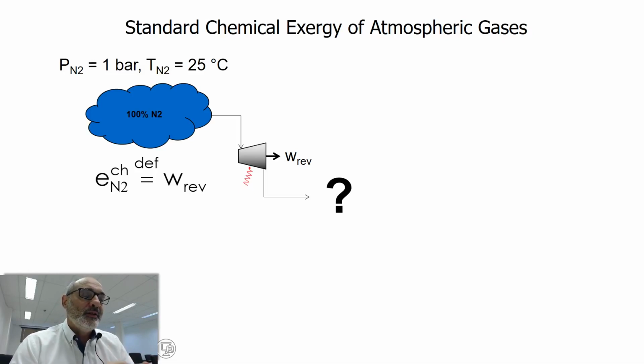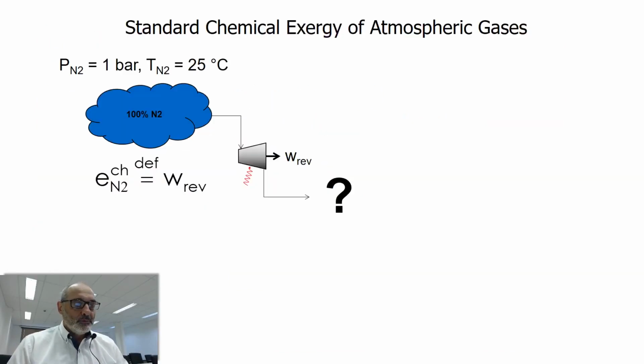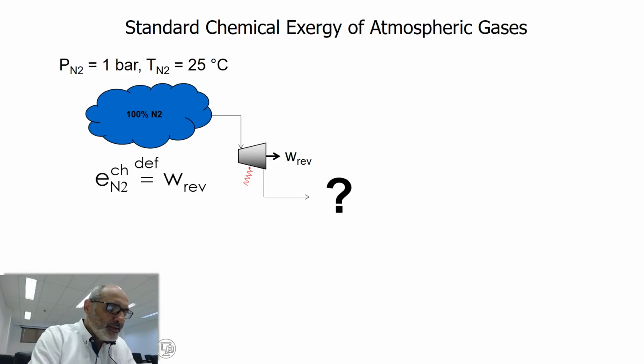Okay, so first I'm going to deal with species that are present in our atmosphere. Okay, so nitrogen, oxygen, argon, and so on, carbon dioxide, and so on. And then we're going to consider chemical reactions. So for the moment, we're not going to analyze chemical reactions. So what is our problem right now? Our problem is to assess the chemical exergy of gases, okay, of atmospheric gases.